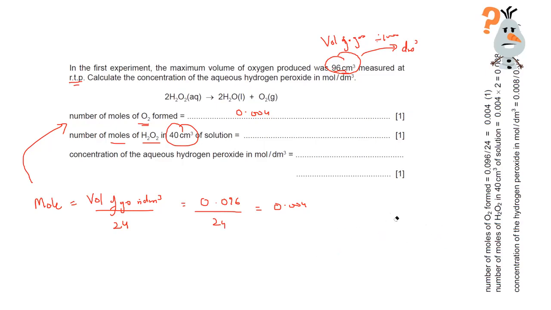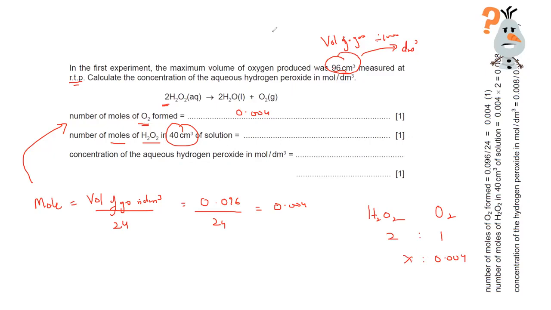If we cannot use a formula, then we can simply use a ratio. And what ratio can we use? Because we already worked out oxygen, the ratio between hydrogen peroxide, which is H2O2, and oxygen is 2:1. So the simplest ratio between them is 2:1. Then if we have 0.004 moles of oxygen, how many moles of hydrogen peroxide will be there?